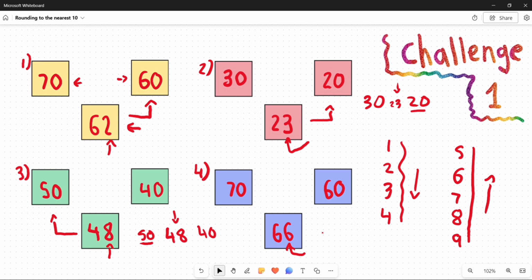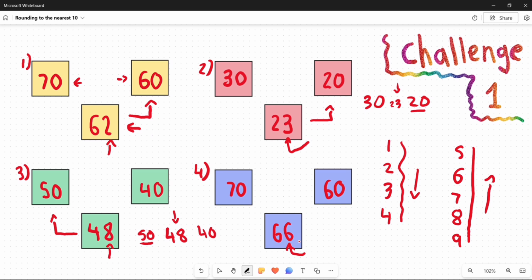If you're rounding to the nearest 100, then you might look at the tens place. If you're rounding to the nearest 1000, then you look at the hundreds place. But that is for the future. In this video, we're rounding to the nearest 10. So we look at the ones place.